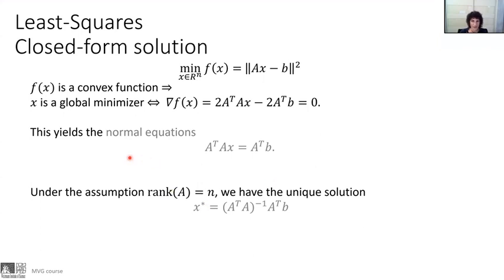You are already, I guess, familiar with the normal equation, because the gradient is zero. We have that this is going to be zero. These are called the normal equation. And under the assumption that A is full rank, we have a unique solution. In a minute, you will see what happens when A is not full rank. Because A is full rank, we can invert A transpose A and we have the unique solution. And why is it called the normal equation? In a minute, you will see why.